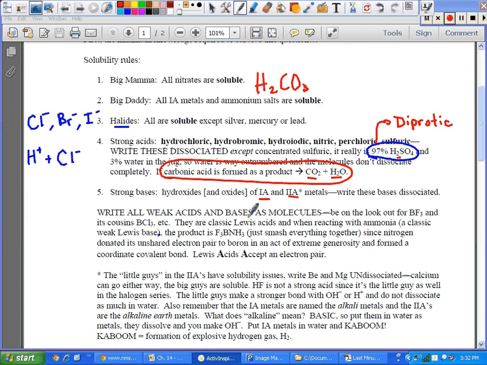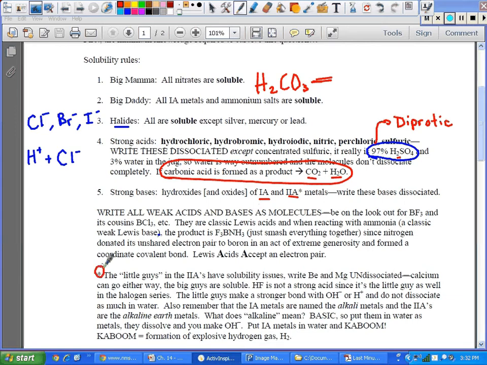But here's the little star because it talks about group 2 metals, and it's down here. The little guys in 2As have solubility issues. Write beryllium and magnesium undissociated. Calcium can go either way. The big guys are soluble. What does it mean by the big guys? Well, talk about in group 2. So really strontium. Now, what does it mean by undissociated?